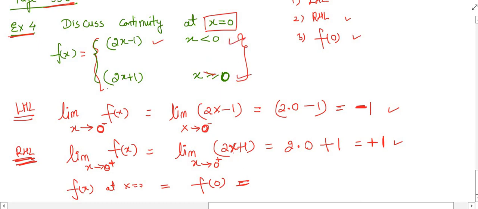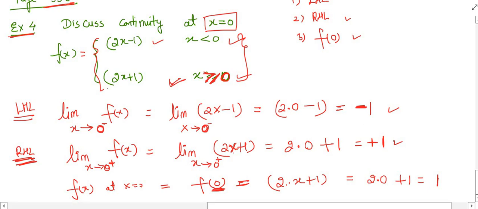This one says more than and equal to 0. So I'm gonna pick up this one for x is equal to 0. So 2x plus 1, correct? And what is x? x is 0, right? 2 into 0 plus 1. So value is 1.